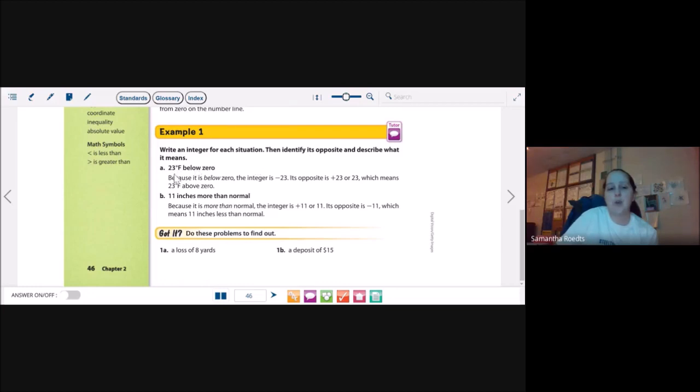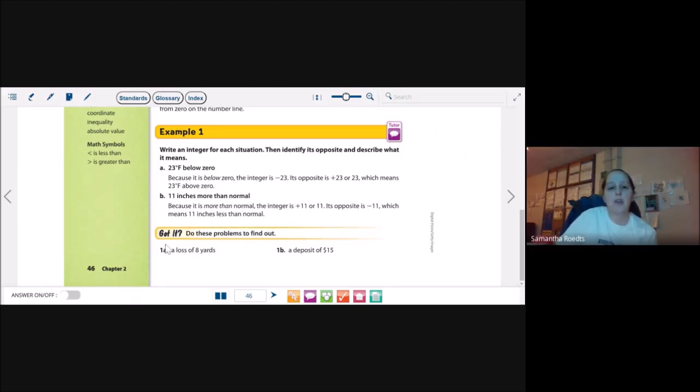So example 1, write an integer for each situation, then identify its opposite and describe what it means. 23 degrees Fahrenheit below 0, because it is below 0, the integer is -23. Its opposite is +23 or 23, which means 23 degrees above 0. 11 inches more than normal. Because it is more than normal, the integer is positive, so +11 or 11. Its opposite is -11, which means 11 inches less than normal.